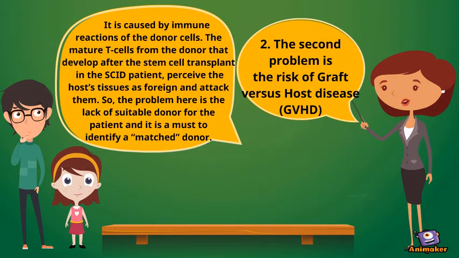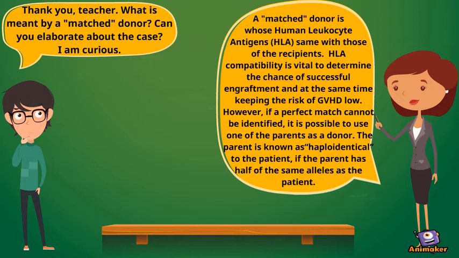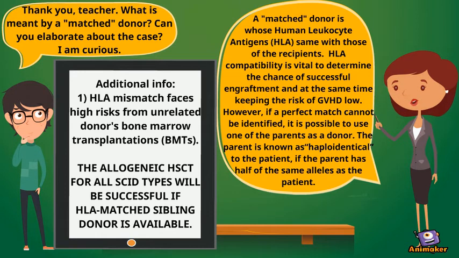The second problem is the risk of graft versus host disease. Mature T cells from the donor that develop after transplant perceive the host tissues as foreign and attack them. So the problem here is the lack of a suitable donor for the patient, and a matched donor must be identified. A matched donor is one whose HLA is the same as that of the recipient. The compatibility of HLA is vital to determine the chance of engraftment, and at the same time keep the risk of GVHD low.